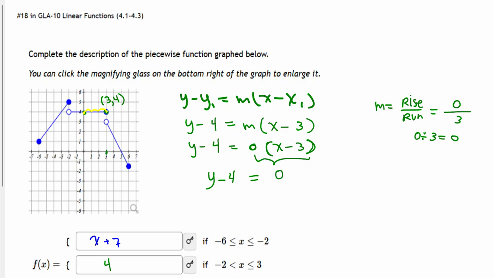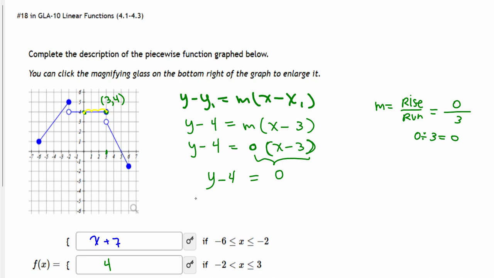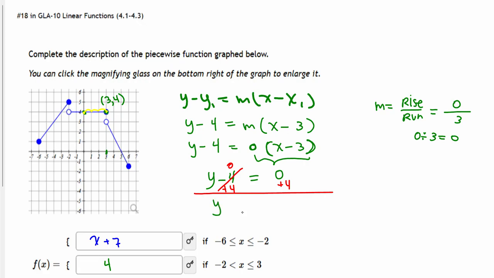Now finally, I'm going to solve it so that y is alone on one side of the equals, so I can write this in function form. So I get y equals 4, and then replace that with f of x equals 4. Okay, now the next part.